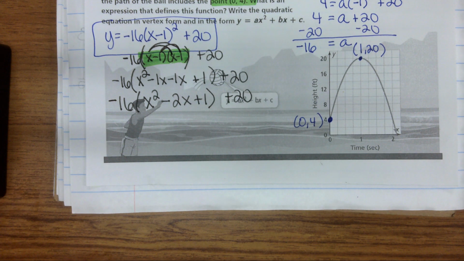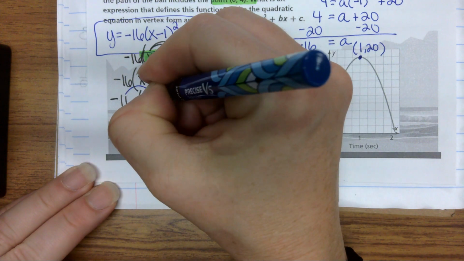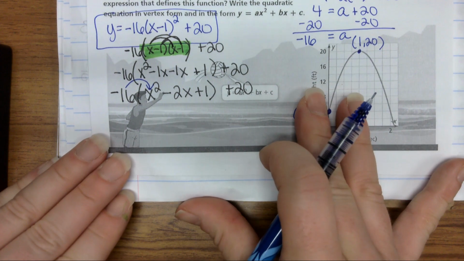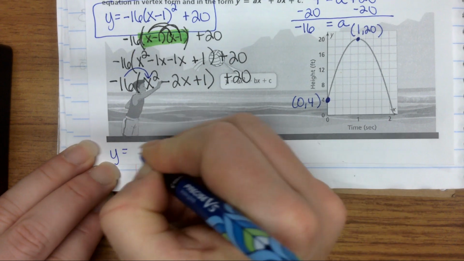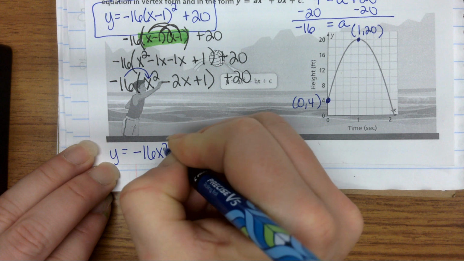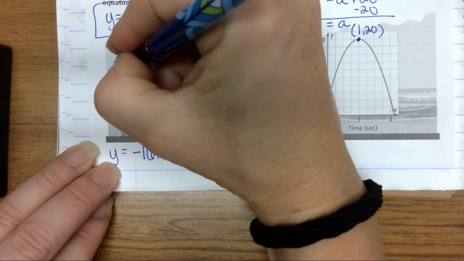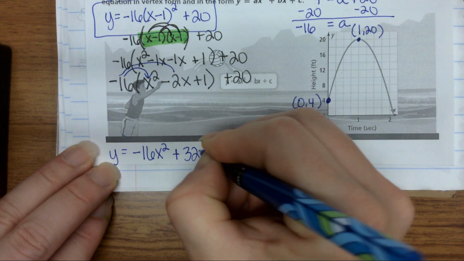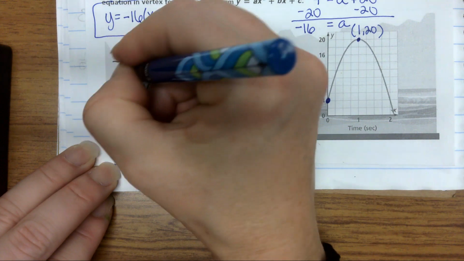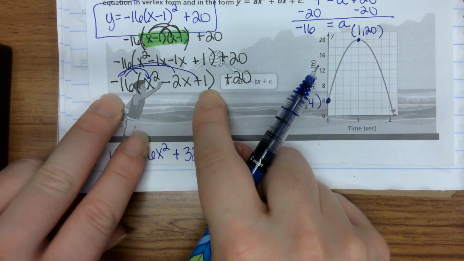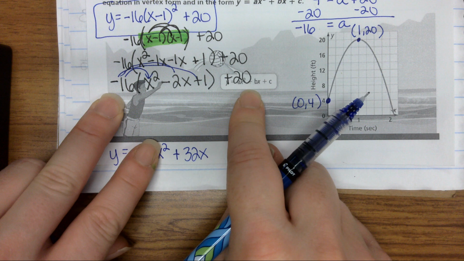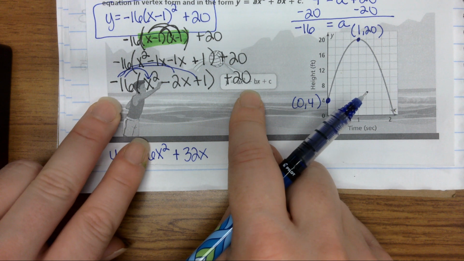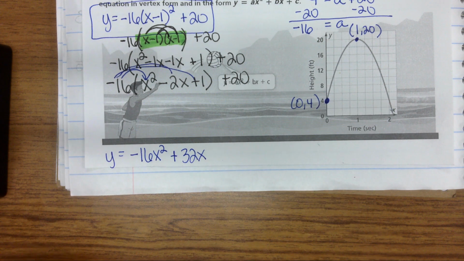My last step is I am going to distribute the negative 16. So negative 16 times x squared, I'll write it down here, is negative 16x squared. Negative 16 times negative 2x is plus 32x. I have a negative 16 here, but do you see how I have a like term, plus 20? So I'm going to put those together. What's negative 16 plus 20? Plus 4. Okay.